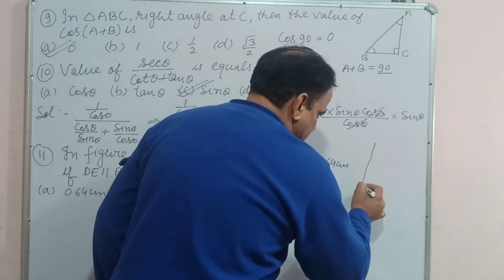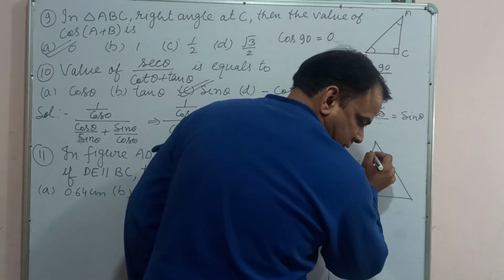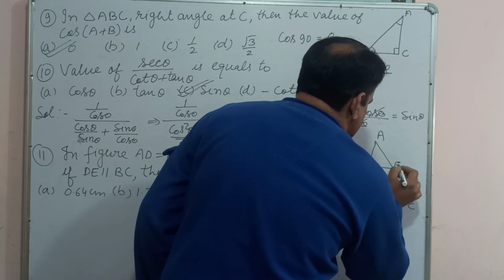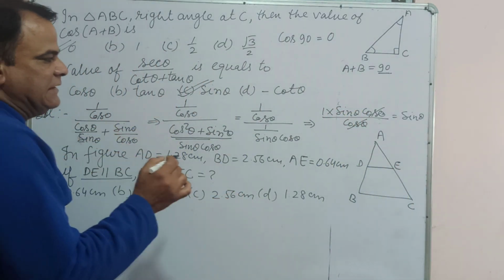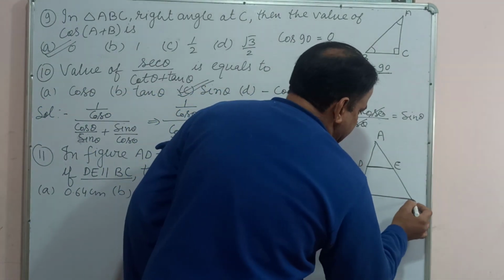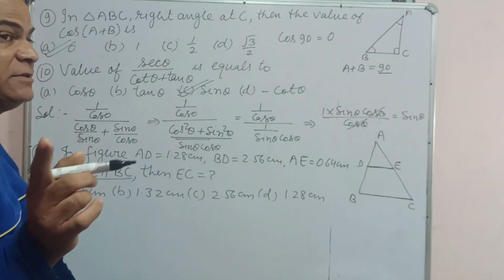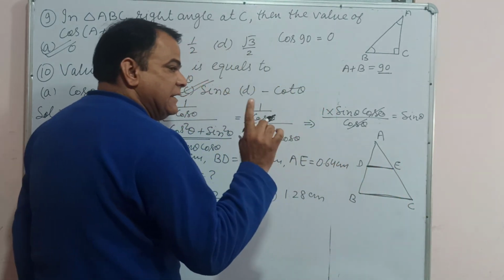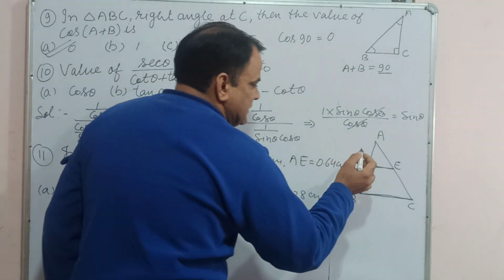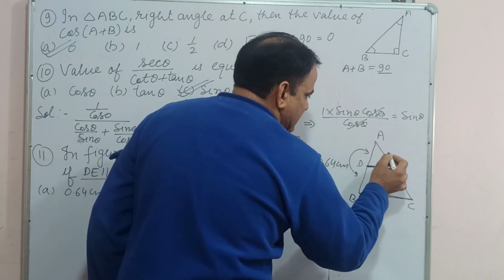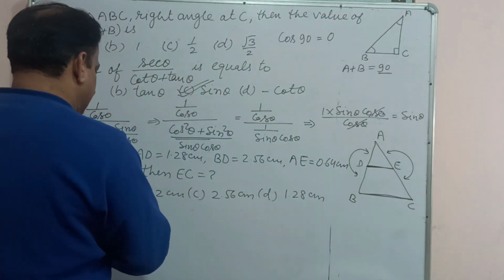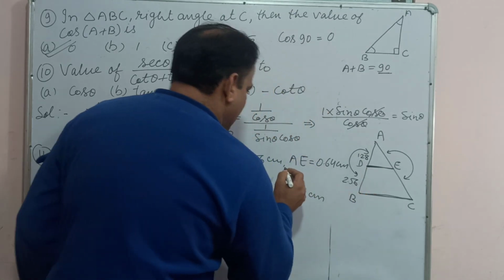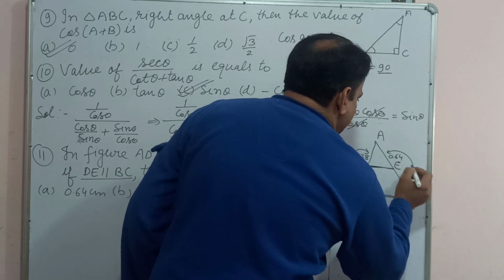And our figure is triangle ABC with D and E. It is given that DE is parallel to BC. By Thales theorem, the basic proportionality theorem, if a line is parallel to one side of a triangle, then it divides the remaining two sides in the same ratio. It means the ratio of these two sides must be equal to the ratio of these two sides. And we have given AD equals 1.28, BD equals 2.56, AE equals 0.64, and what is this?